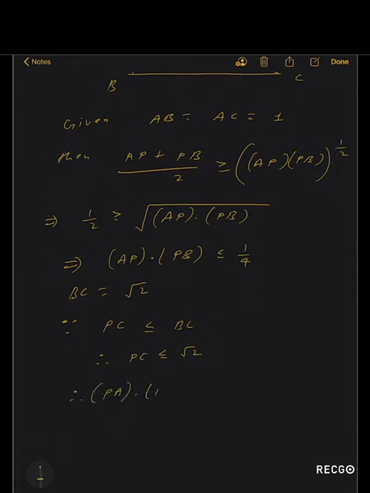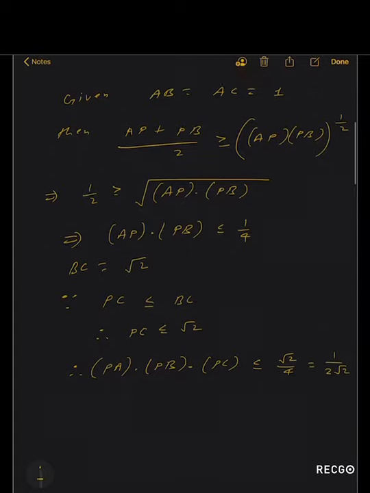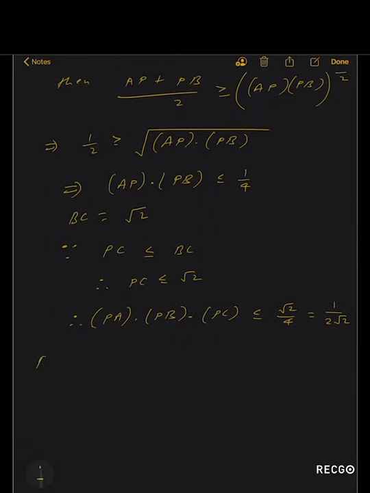BC is root 2, so PC is less than or equal to root 2. Now I am multiplying PA into PB into PC. This is of course less than or equal to, multiplying both inequalities, root 2 by 4, which is equal to 1 by 2 root 2, right? Now it seems from here that the maximum value of PA into PB into PC should be equal to 1 by root 2.